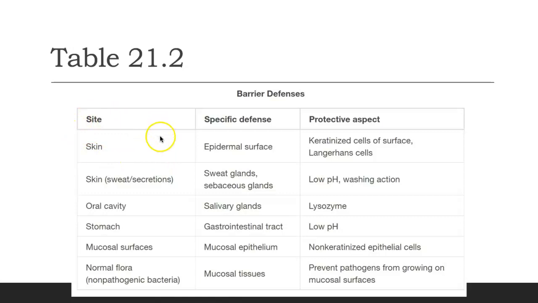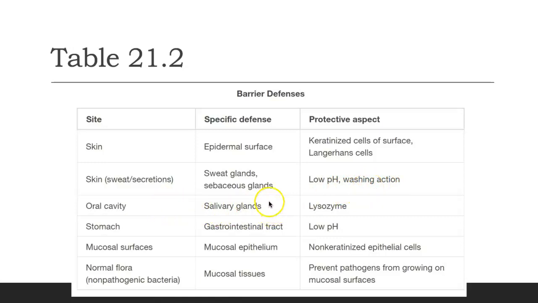So our skin is, of course, a physical barrier. We've got our keratinized cells that create a surface, and also our Langerhans cells that are going to work within our immune system. Our skin also consists of sweat and secretions such as oil secretions. We would use our sweat glands and sebaceous glands to produce these, and that then gives us the result of a low pH acidic mantle on our skin, as well as a washing action.